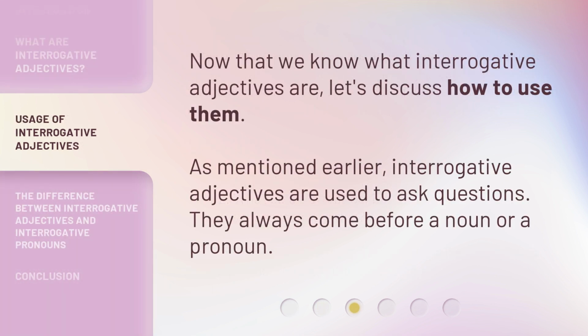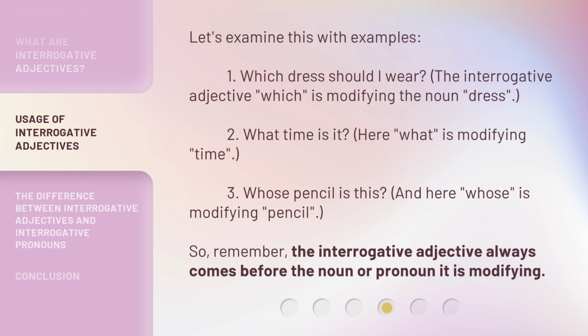Now that we know what interrogative adjectives are, let's discuss how to use them. As mentioned earlier, interrogative adjectives are used to ask questions. They always come before a noun or a pronoun. Let's examine this with examples.